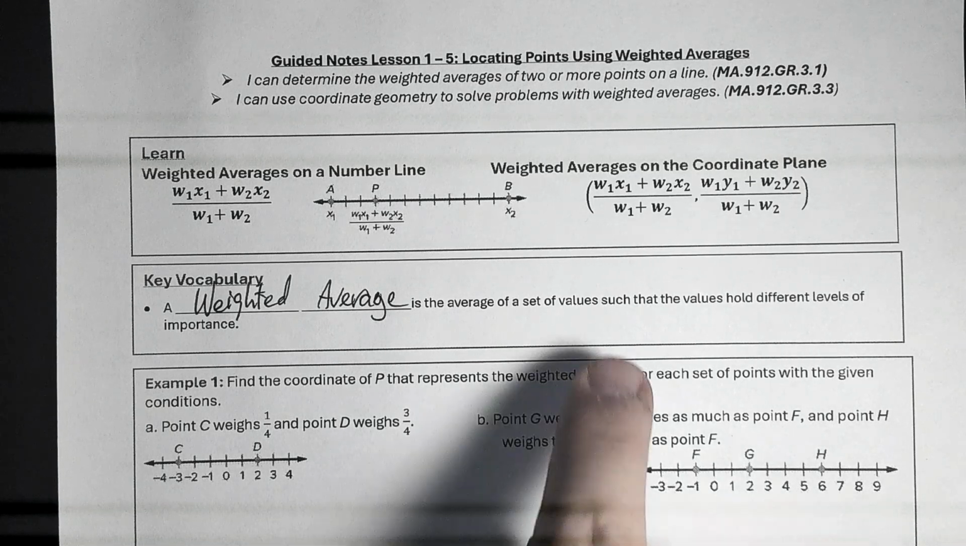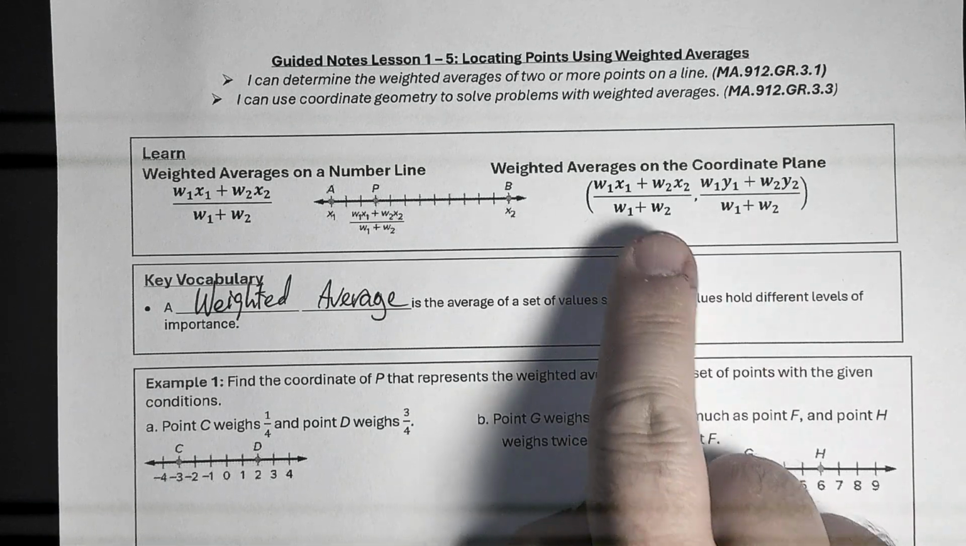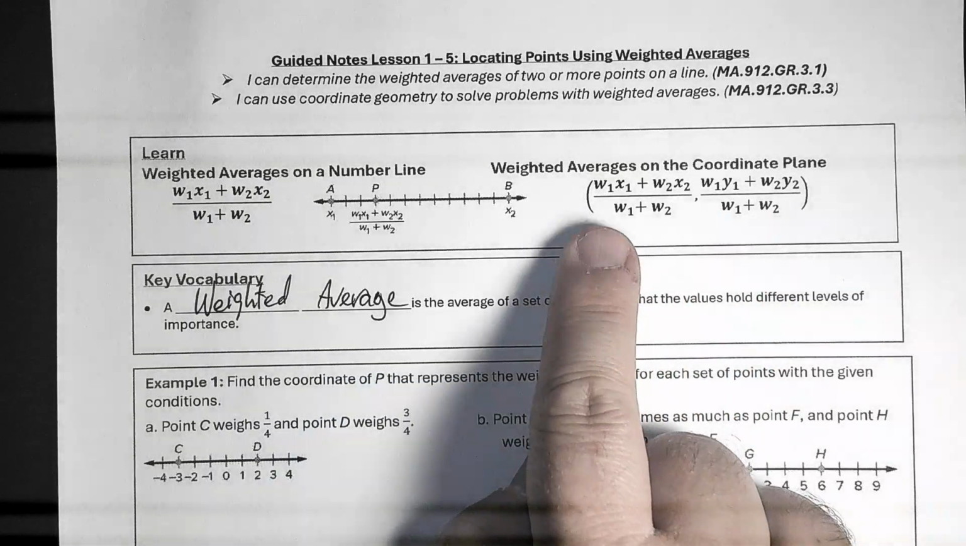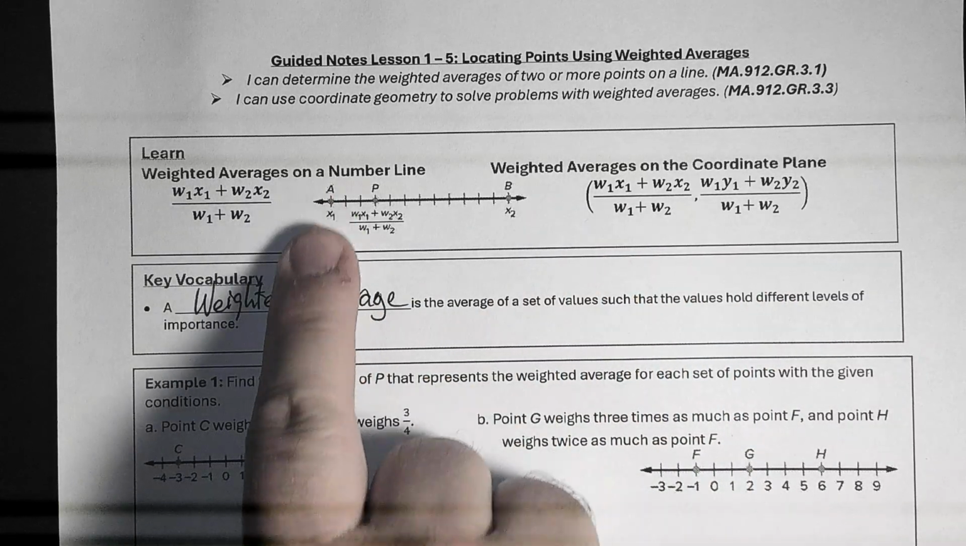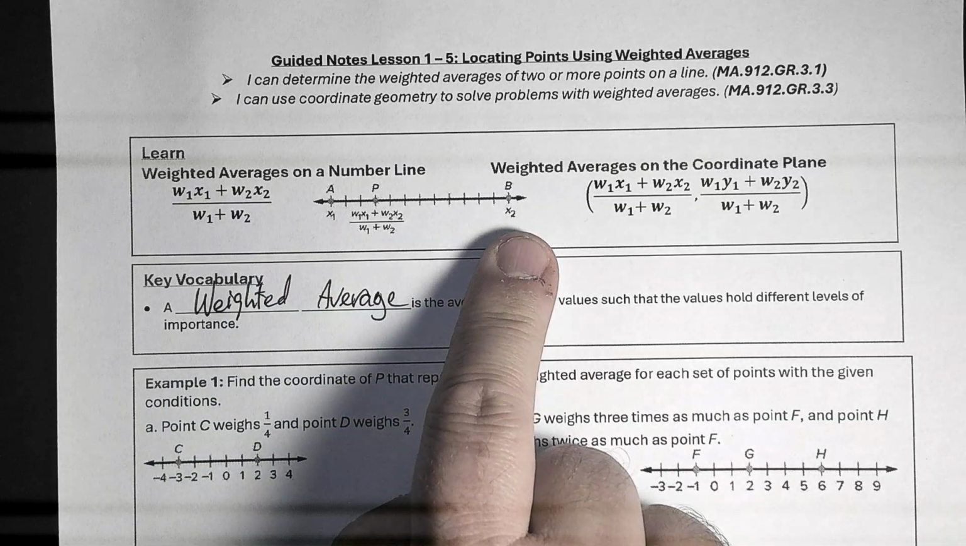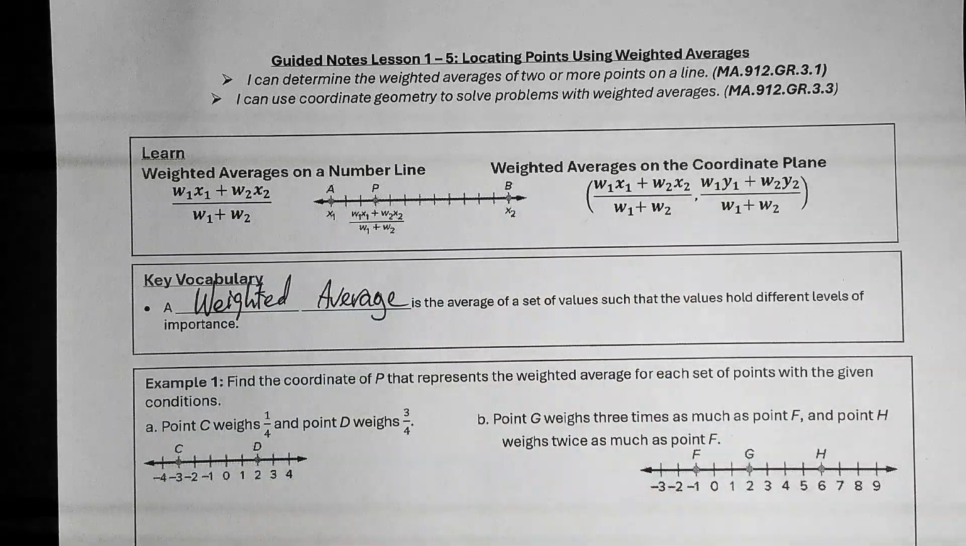On the coordinate plane, we have two of these, one for the x's, one for the y's. It's always going to be that your weight 1 goes with your point farthest to the left, and weight 2 is going to go with this other point.